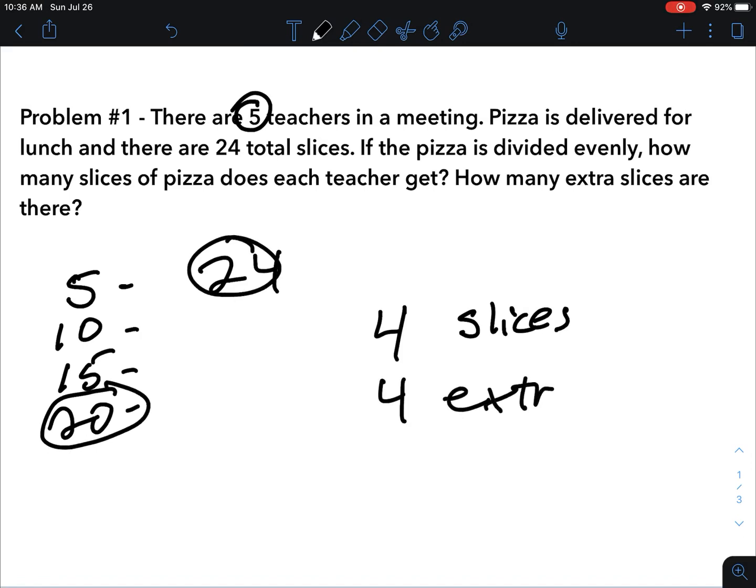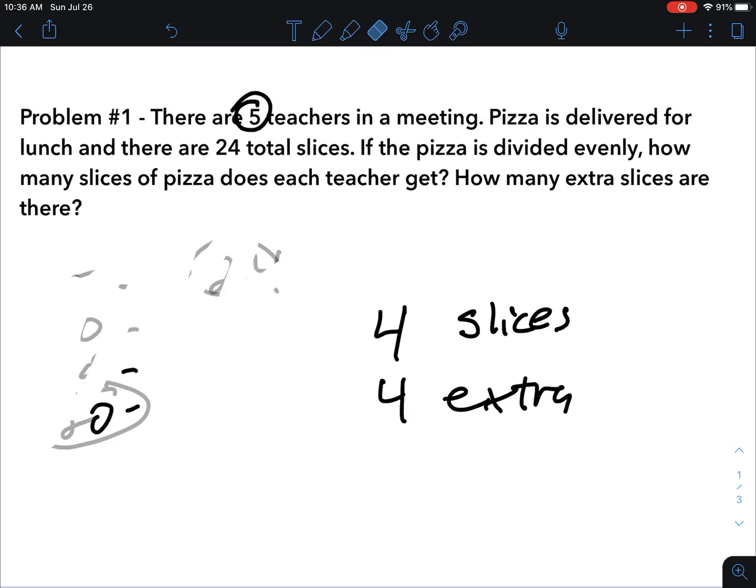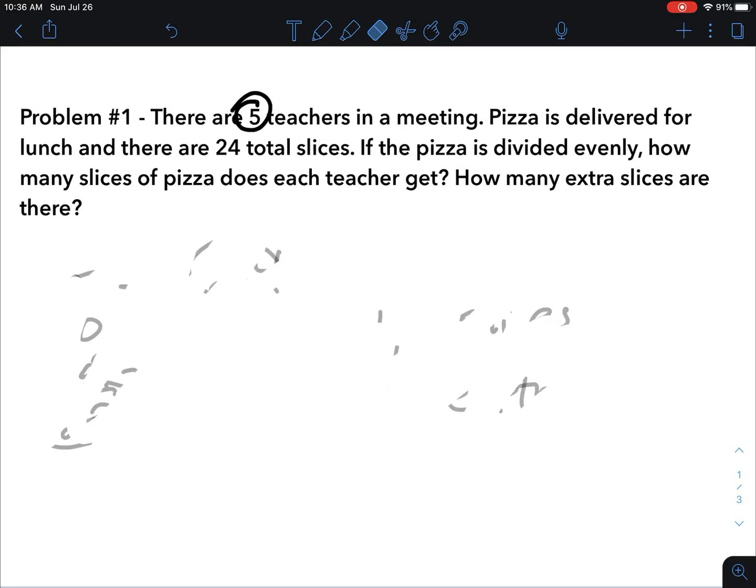And then what's left over? Well, the difference between 20 and 24 is 4 extra. So hopefully you got 4. Each teacher gets 4 pieces, and there's 4 left over. All right. And if it was me in the teacher's meeting, I would probably eat the extra 4 pieces.